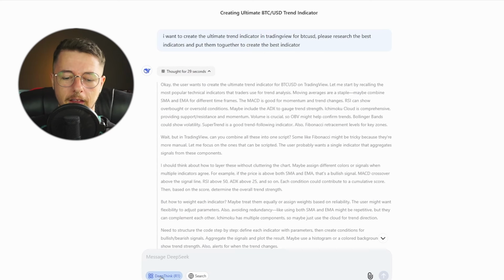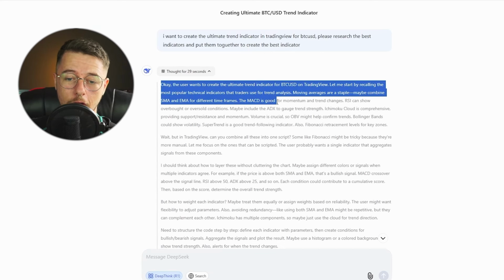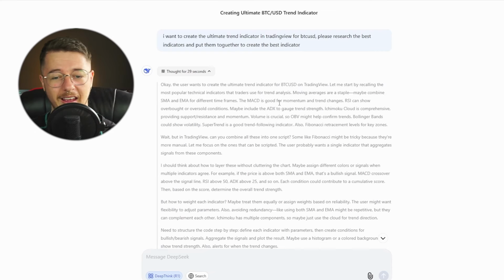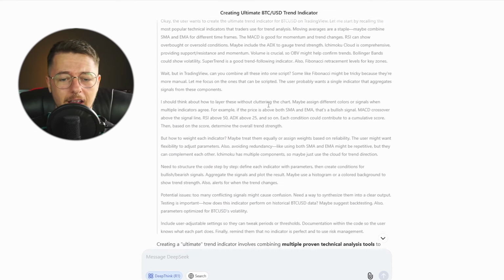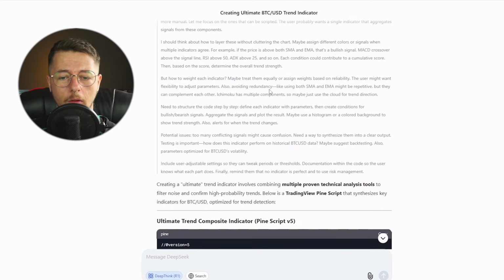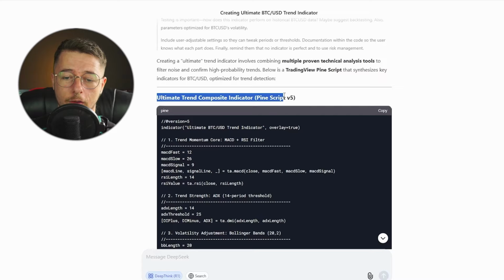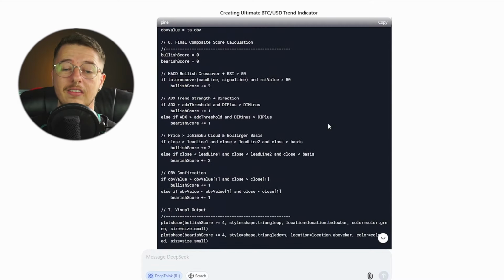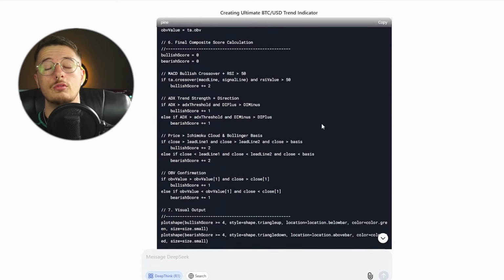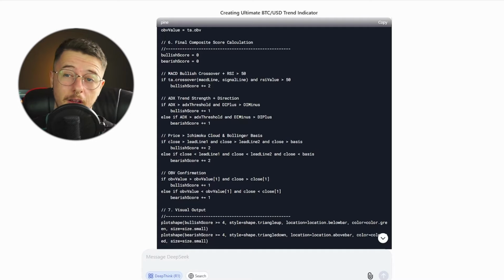So by using DeepSeek R1, it literally started thinking like a human, and this is crazy, the way you can see how it goes through everything and how it thinks about it. And it just kept going, thinking about the indicators that it could add in, and it finally spat out this complete new indicator where I only had to copy this code and add it into TradingView for it to work and give me the signals.